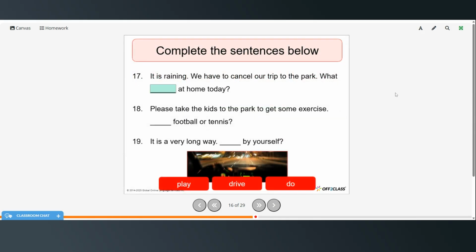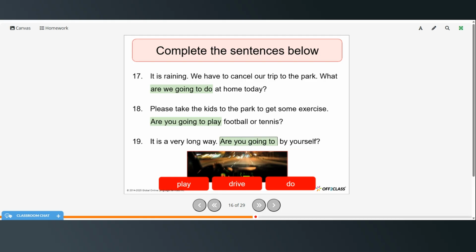It is raining. We have to cancel our trip to the park. What are we going to do at home today? Please take the kids to the park to get some exercise. Are you going to play football or tennis? It is a very long way. Are you going to drive by yourself?